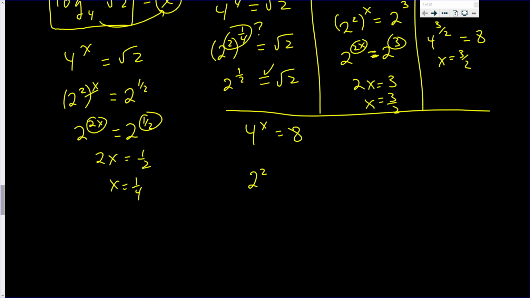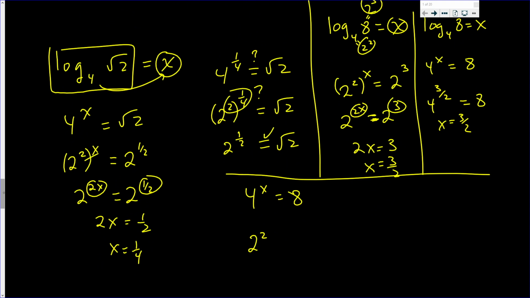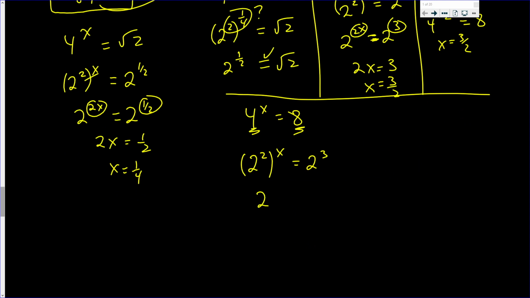So I want to think if this is different than what I just did. Okay, 4 is 2 squared, but I have to raise it to the x, and this is equal to 2 cubed. I look at those two numbers and I ask myself, can I write them using a common base? The answer is yes, 2. So 2 to the 2x is equal to 2 cubed. So the powers must be equal. Divide both sides by 2. You get x is 3 over 2.